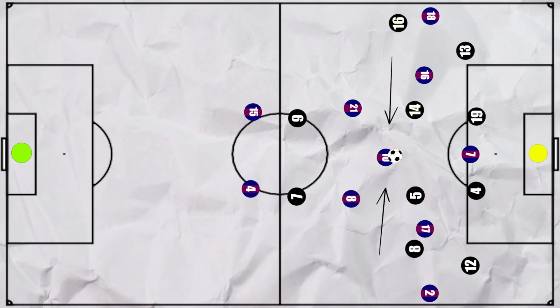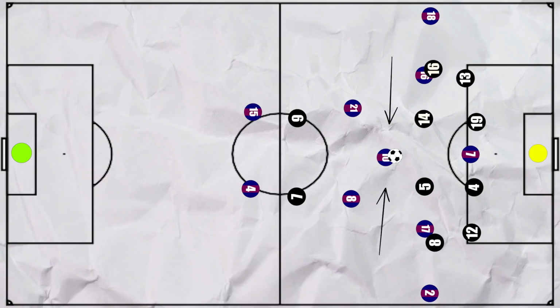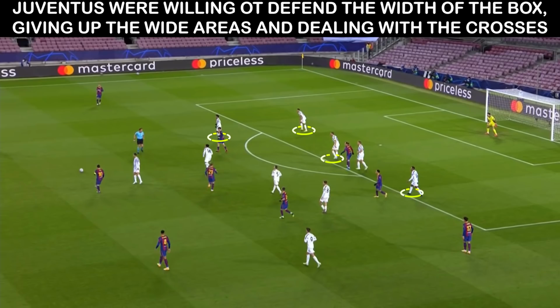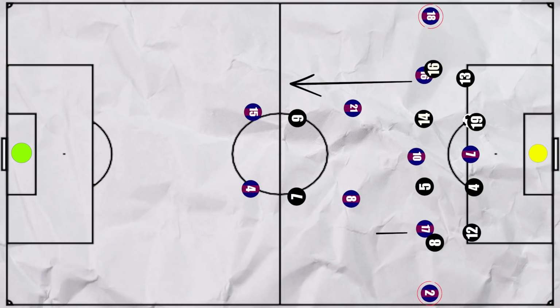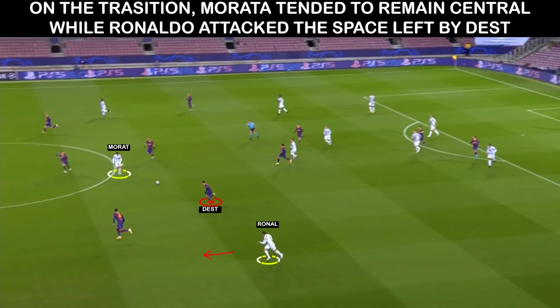However, Juventus were generally happy to defend extremely narrow, giving up the wide regions and being confident in dealing with the potential crosses. And with both fullbacks high, Barca were vulnerable to counter-attacks. Juventus' first outball was often to look for Morata, whilst Ronaldo pulled to the left into the space left behind by Dest. He would then look to receive the ball and drive infield.